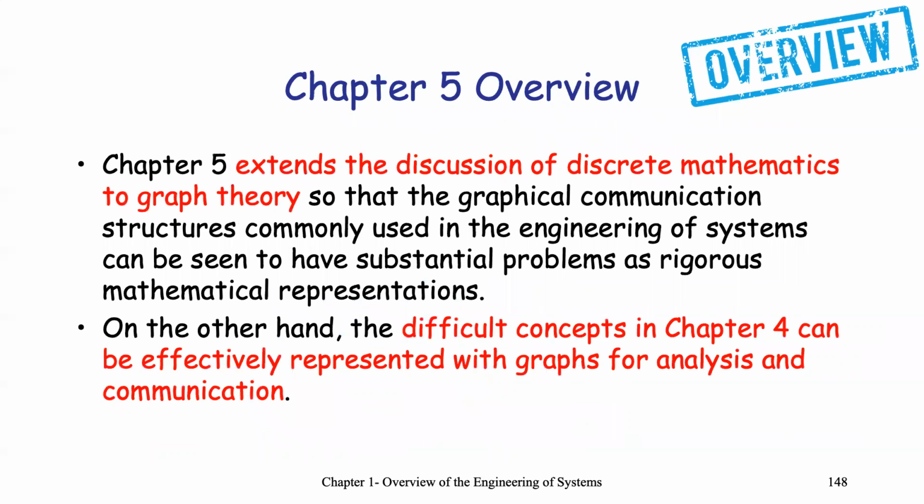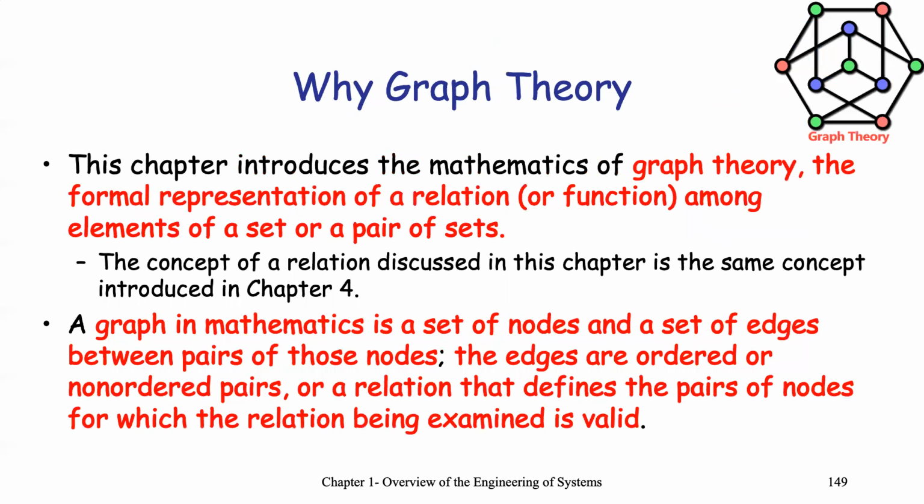So as an overview, Chapter 5 extends discussion of what we talked about in discrete mathematics to the area of graph theory, so that the graphical communication structure commonly used in the engineering of systems can be seen to have substantial problems as rigorous mathematical representation. So you have the graphs, then you can have the math behind the graphs. Oftentimes it's easier to understand the graphs, and so that's what we're getting into here. On the other hand, the difficult concepts in Chapter 4 can be effectively represented with graphs for analysis and communication. So that's also something that will be useful.